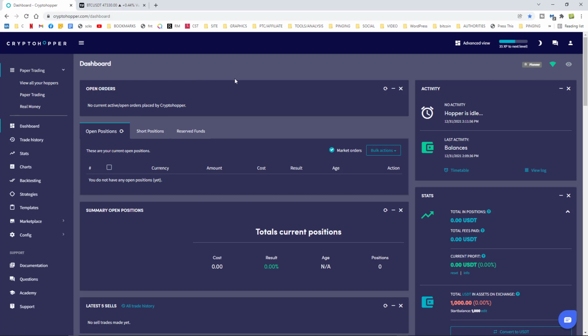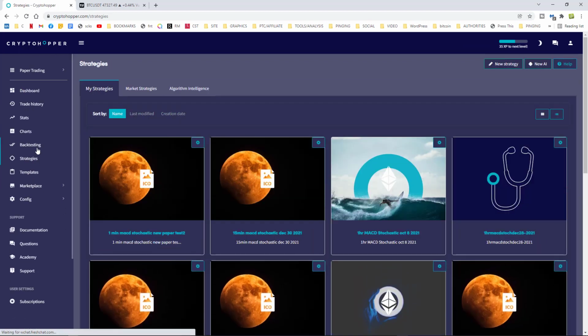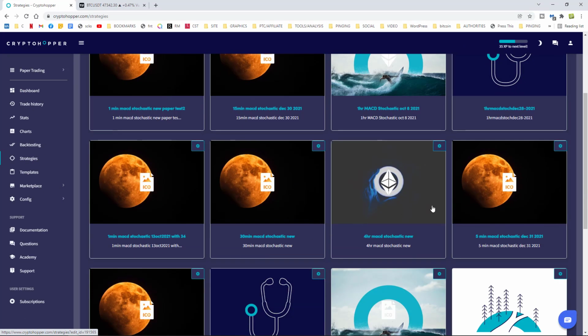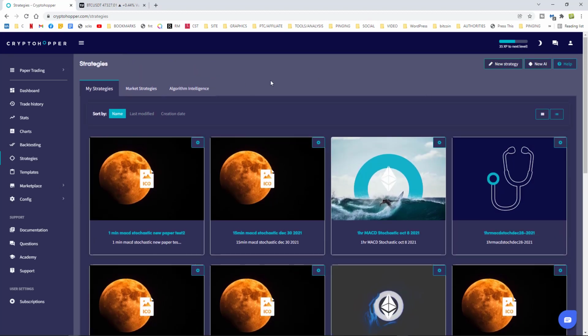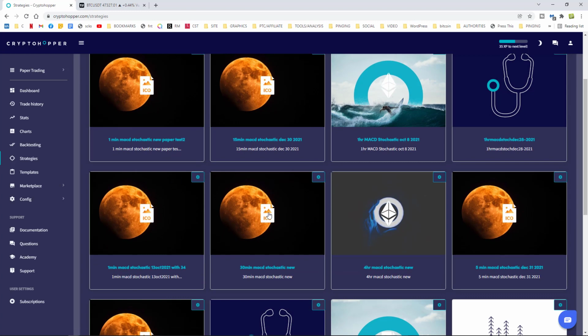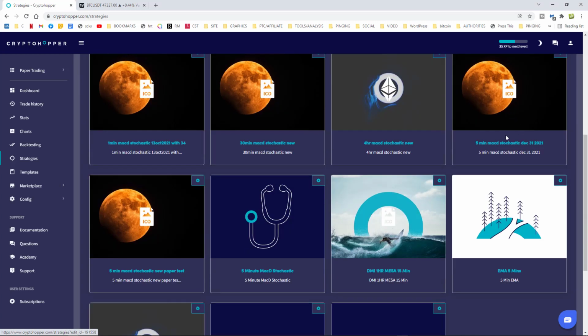So we're going to set it up. Now, first things first, we have to set up the strategy. Now I want you to scroll down here and click on this button here, strategies. Now you can see lots of strategies that I've created in the past, and what we're going to do is, where is it? I'll find it. 5-minute MACD stochastic. Yeah, that's the one I created this morning. That's the one that I'm using on my real trading bot right now, my real money bot.